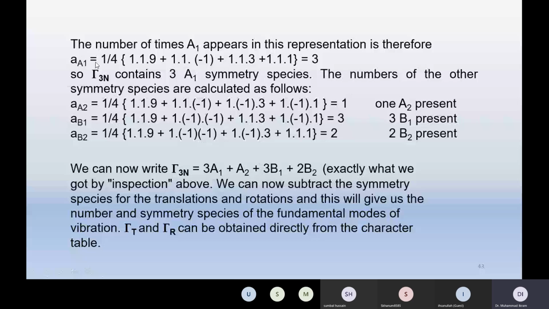The number of the other symmetry species are calculated as follows. A2 is equal to 1/4 और बाकी वो derivation है, so you can derive it as 1. B1 is equal to 3, B2 is equal to 2. तो ये आपके पास हमारे पास इस कैरेक्टर टेबल में we can now write it as sigma 3n is equal to 3A1 plus A2 plus 3B1 plus 2B2. So this is 2 plus 3 5 plus 1 6 plus 3 9.